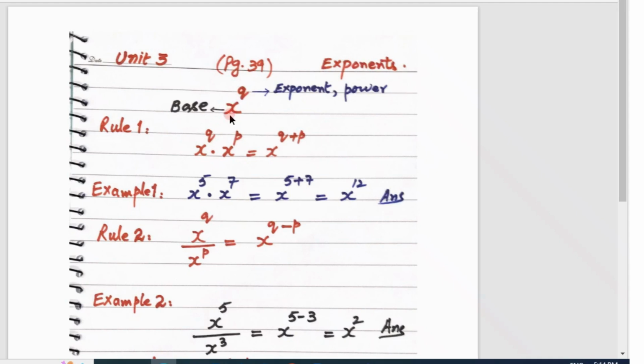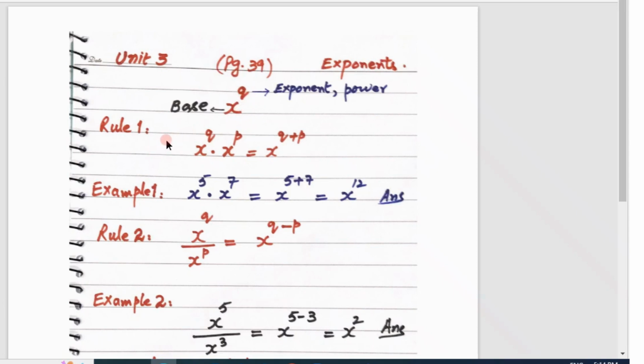Base can be in the form of a number or alphabet. Power can be in the form of a number or alphabet. So this is the form in power, or this is an exponential form. It is called an exponential form because the exponent is written on the base.